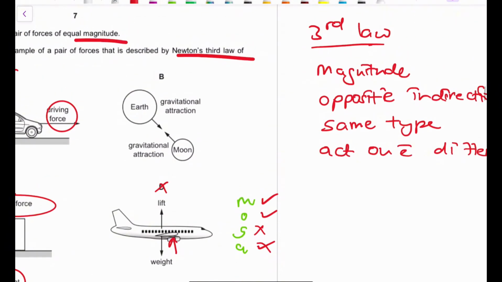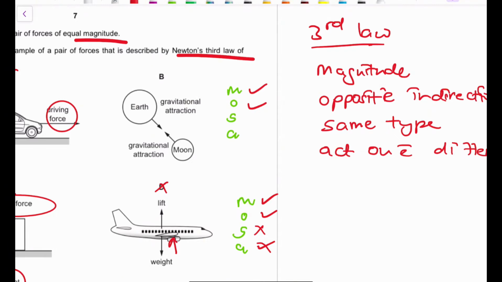But let's move to B. Is B correct? Let's go again, MOSA, which is my abbreviation. Are they all the same magnitude? They are, because these two forces are equal. The force that the moon exerts on the Earth is equal to the force that the Earth exerts on the moon. Are they opposite in direction? They are. One is acting towards the moon, the other towards the Earth.